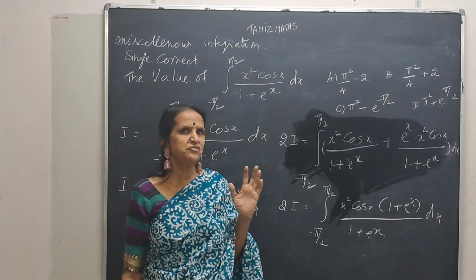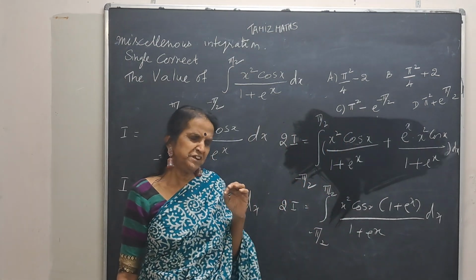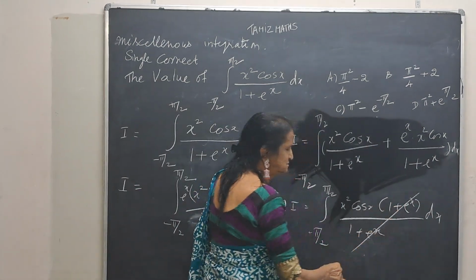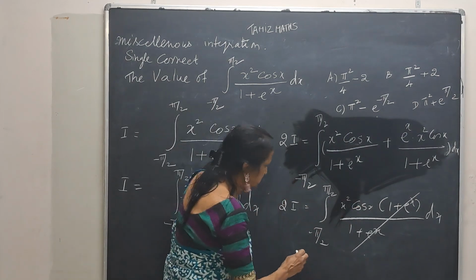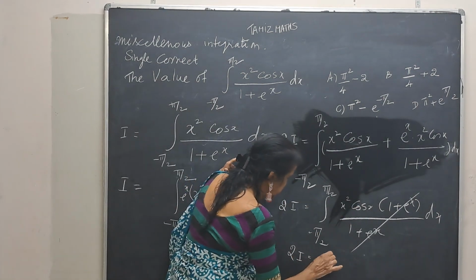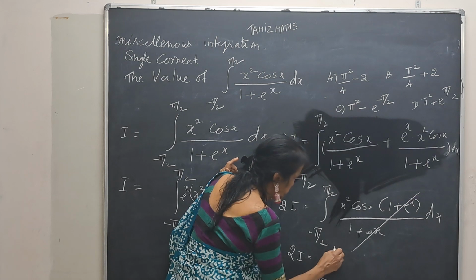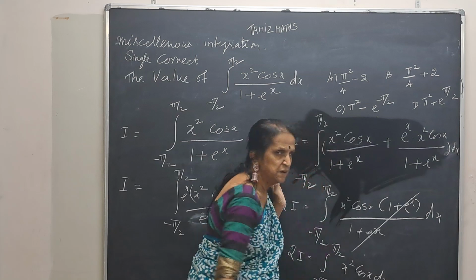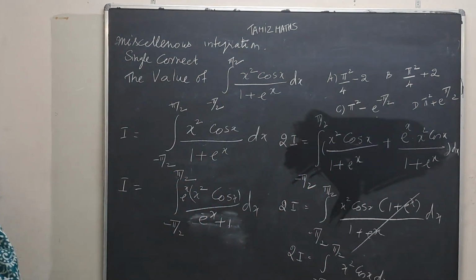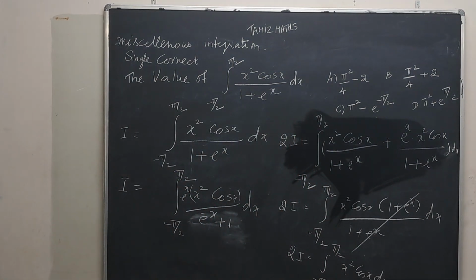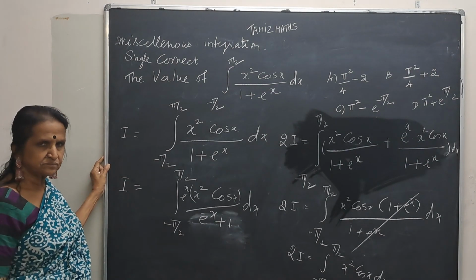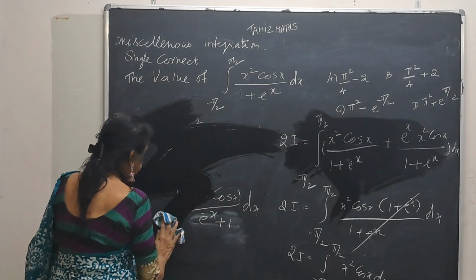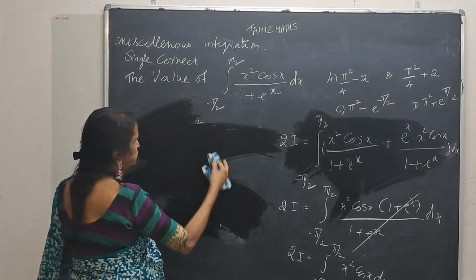Hooray! Something wonderful happens. Some very simple things are the most wonderful things on this earth. It gets cancelled. So 2I is equal to the integral from minus pi by 2 to pi by 2 of x square cos x dx. There are many questions like this asked in exam papers, and it becomes very easy after practice.